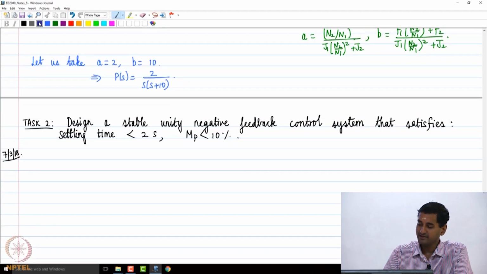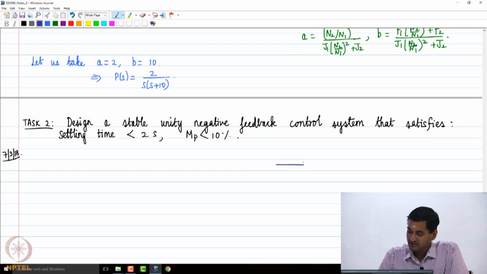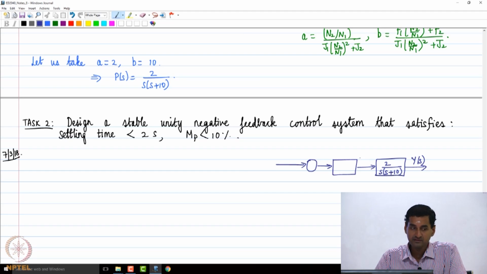Let's say I want to design a controller first to satisfy performance. Let's get started with that. Our plant transfer function, we just took it to be 2 divided by s times s plus 10. That was our plant transfer function. The question is, what do we choose for the controller transfer function, so that we can get the process started?